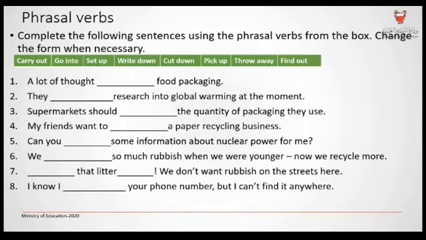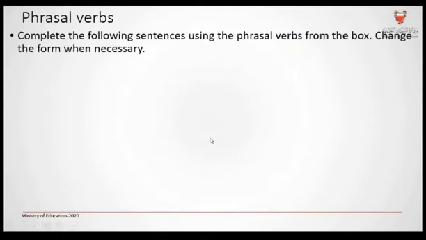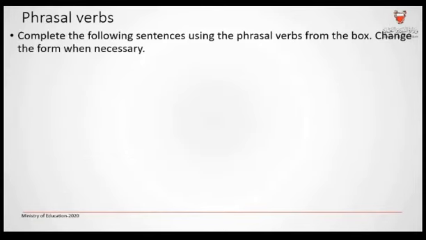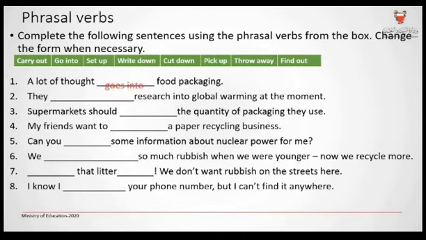Now, let's move on and check the answers. 1. A lot of thought goes into food packaging. 2. They are carrying out research into global warming at the moment. Why is it present continuous? Because we have at the moment. It's a hint.